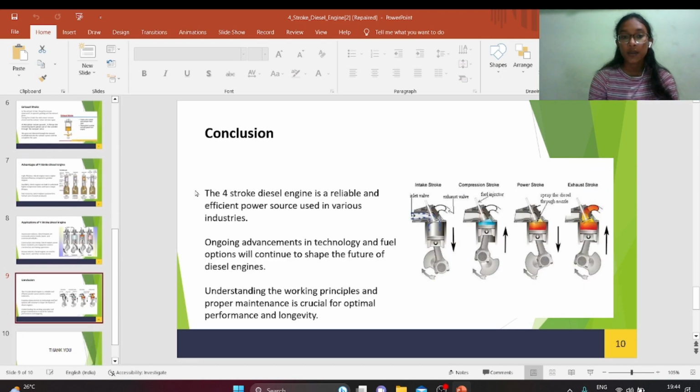So now we come to the end of this video, that is the conclusion. The 4-stroke diesel engine is a reliable and efficient power source used in various industries. Ongoing advancements in technology and fuel options will continue to shape the future of diesel engines. Understanding the working principle and proper maintenance is crucial for optimal performance and longevity.